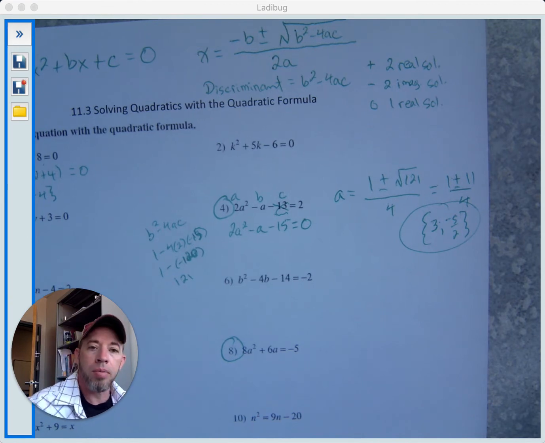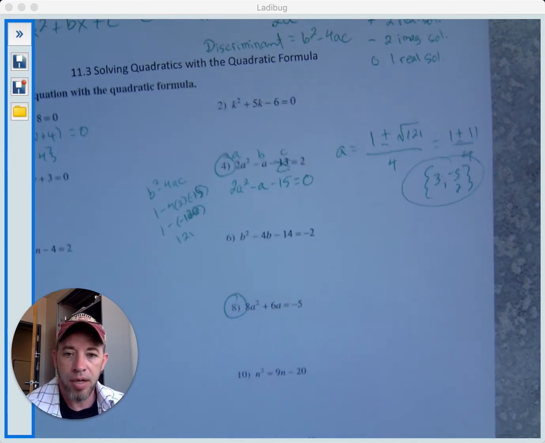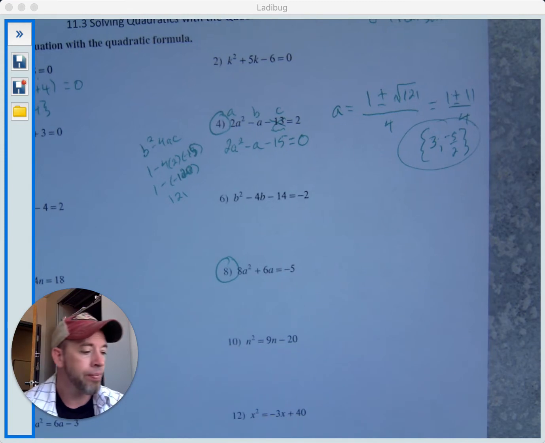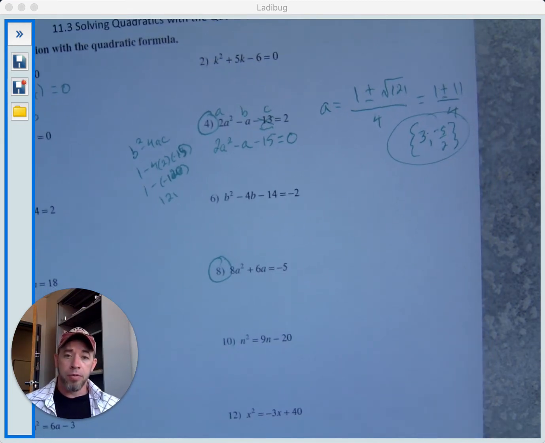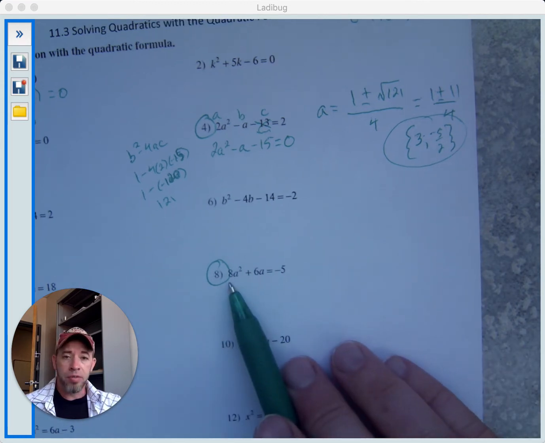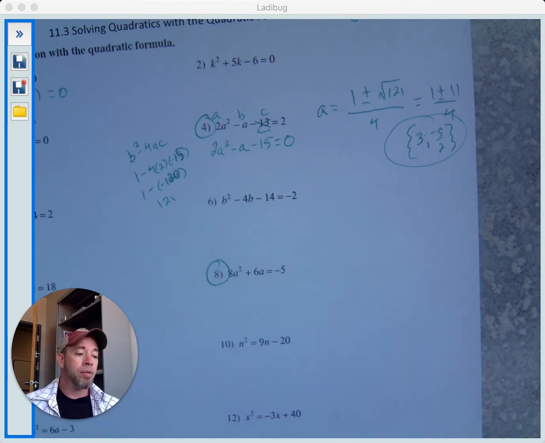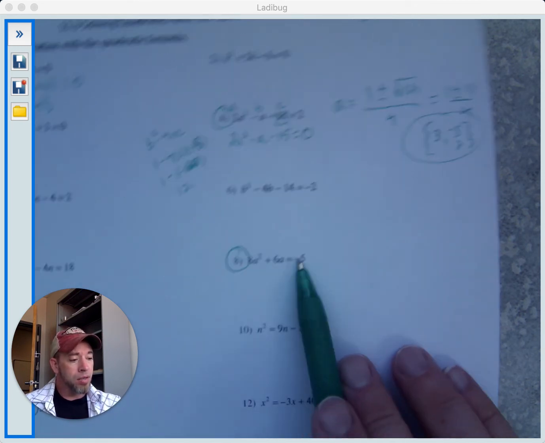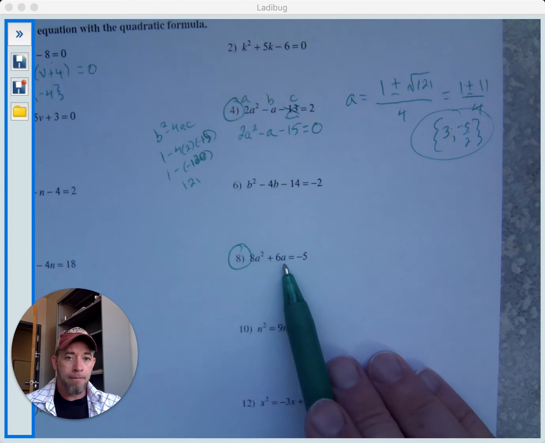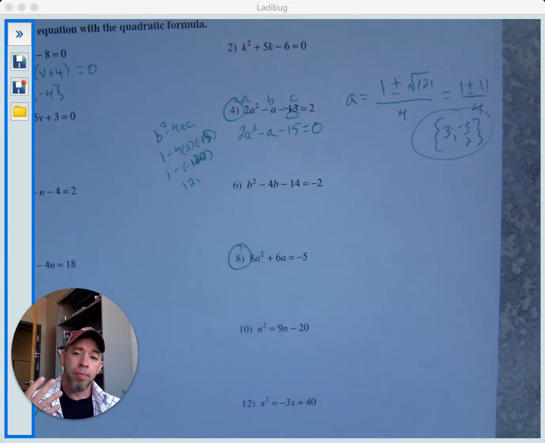Alright, let's go to number 8. Let's see what we have in store for us here. Is it in the correct form, first of all? I don't want to factor it because I have an 8 in front of the square term. I can't use the square root method because there's an a squared and an a. So my last choice then is quadratic formula.